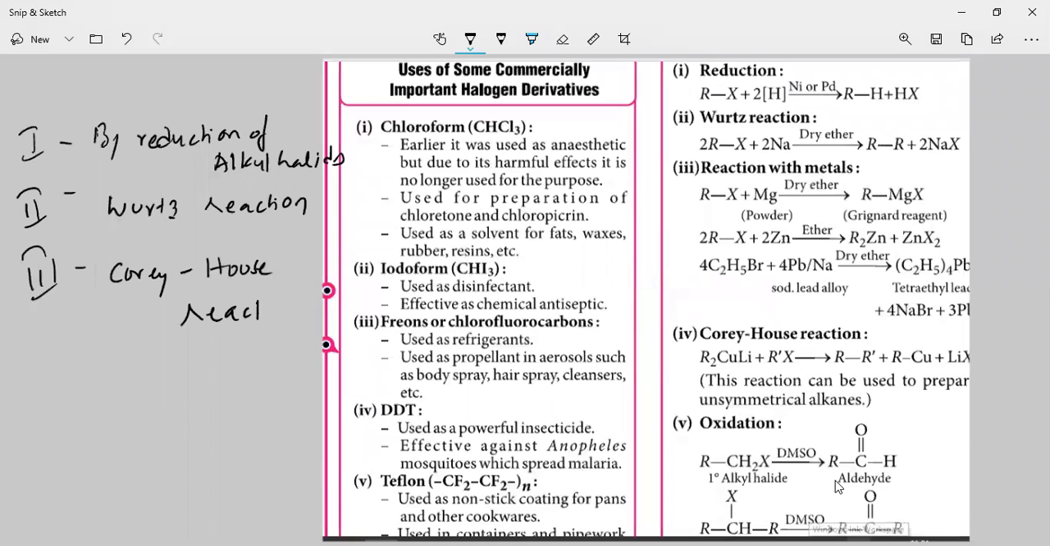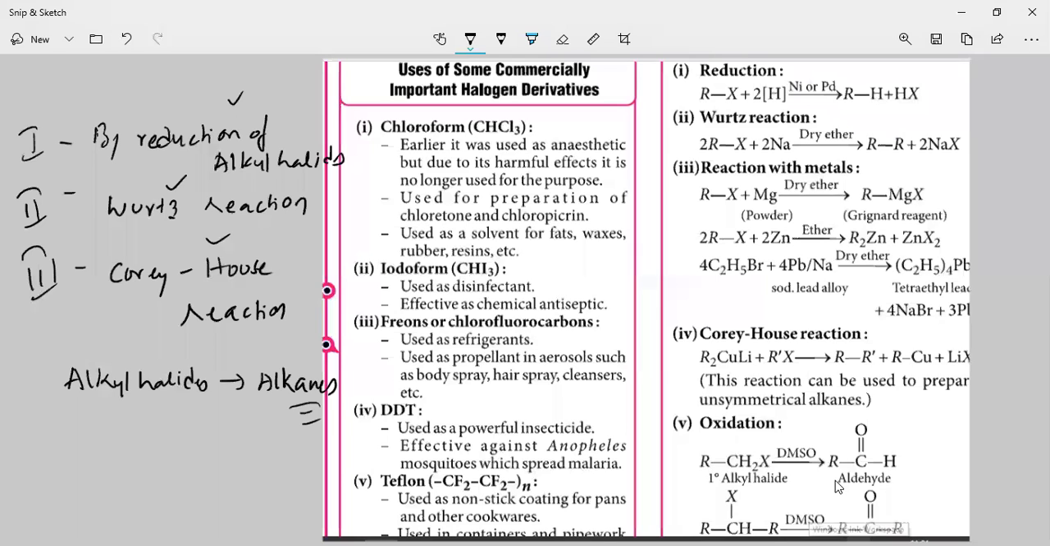So please make a note. From these three methods, we can prepare alkanes from alkyl halides. By reduction of alkyl halides, we can prepare alkanes. From Wurtz reaction also we can prepare alkanes. From Corey-House reaction also we can prepare alkanes. So these are the three methods by which we can convert an alkyl halide to alkane.